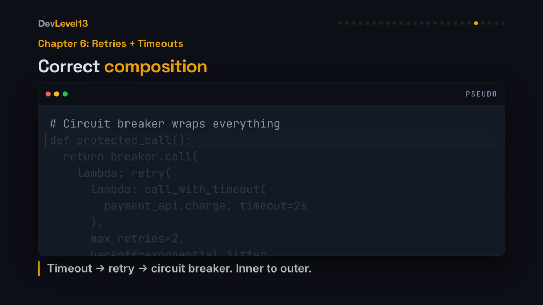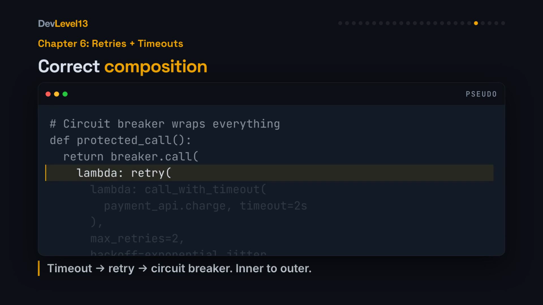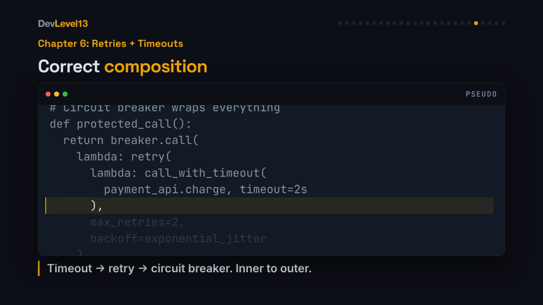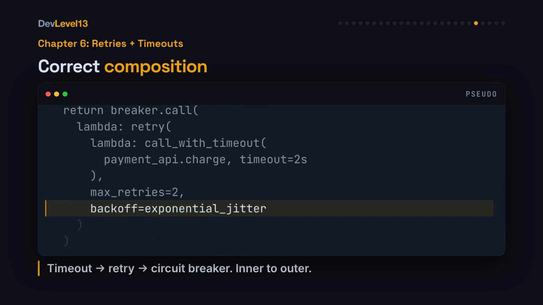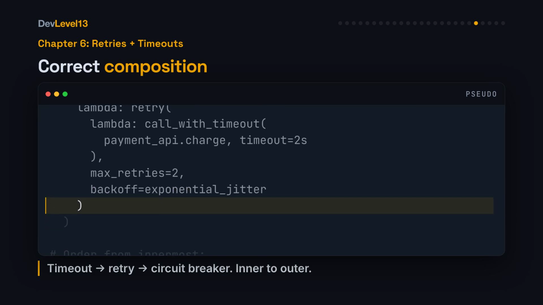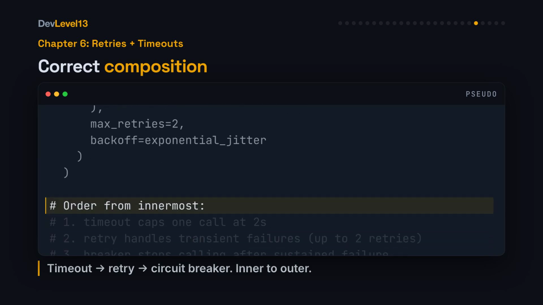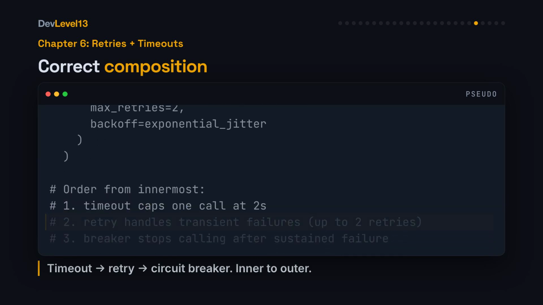Here is the correct nesting. The innermost layer is the timeout. It caps each individual attempt at 2 seconds. Retry wraps that, allowing up to 2 retries with exponential backoff and jitter. The circuit breaker wraps everything. If retries exhaust and the failure count trips the threshold, it opens and stops all calls.